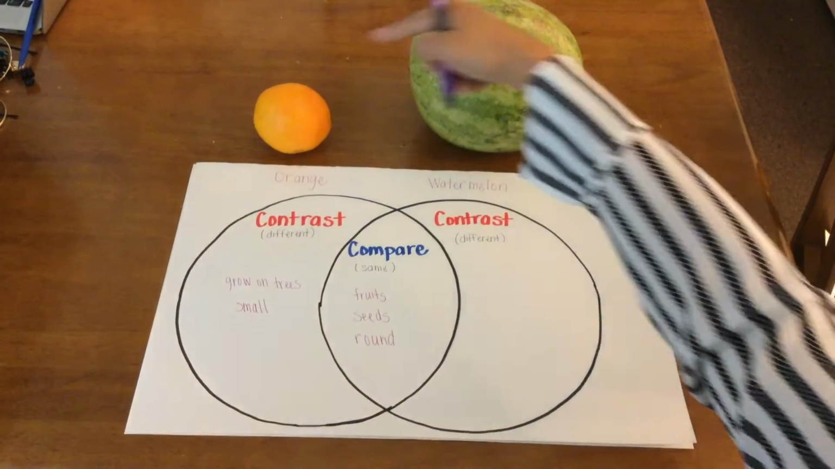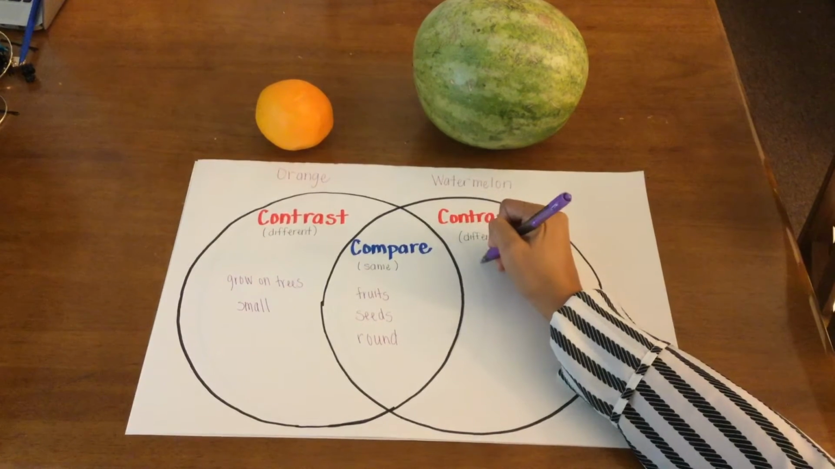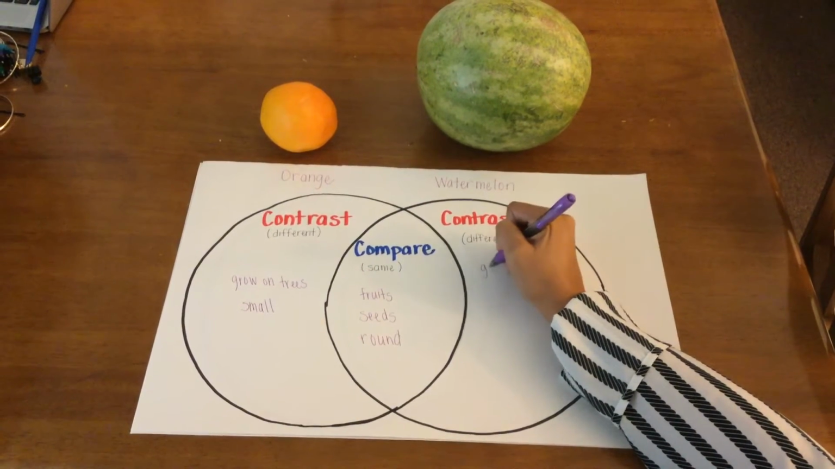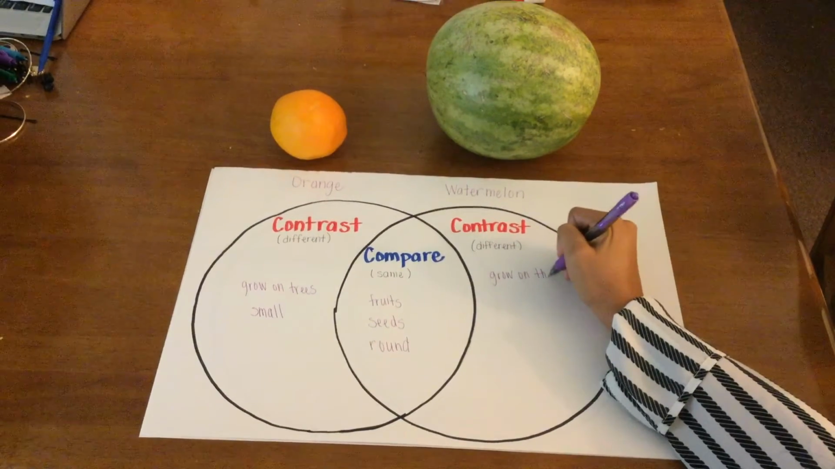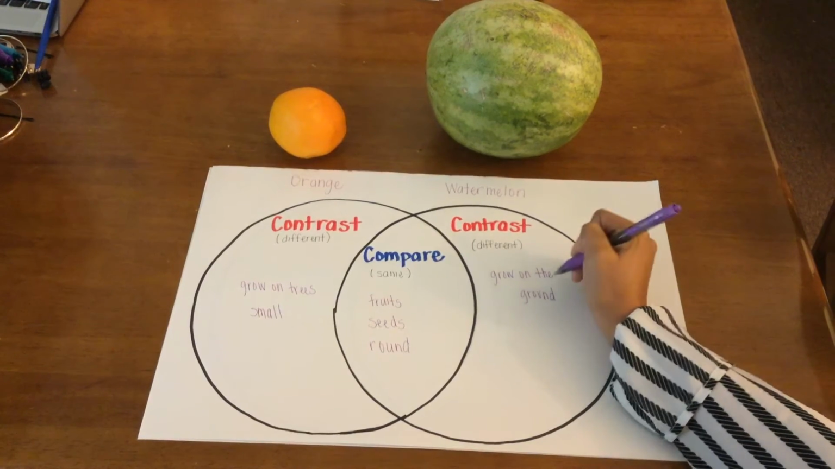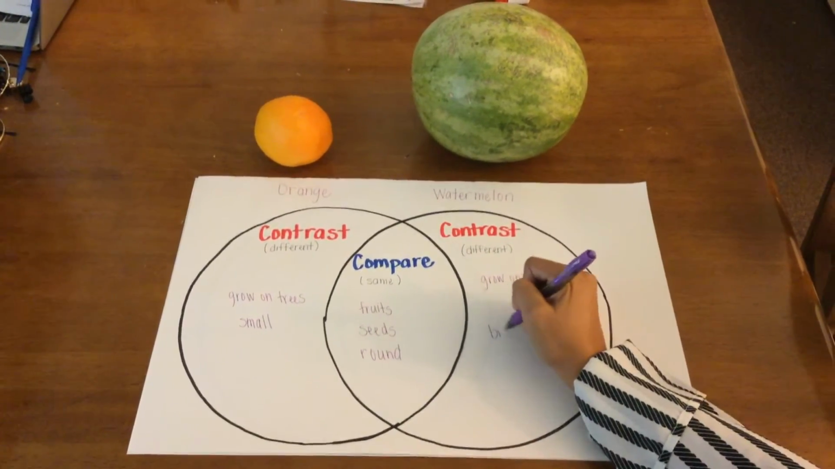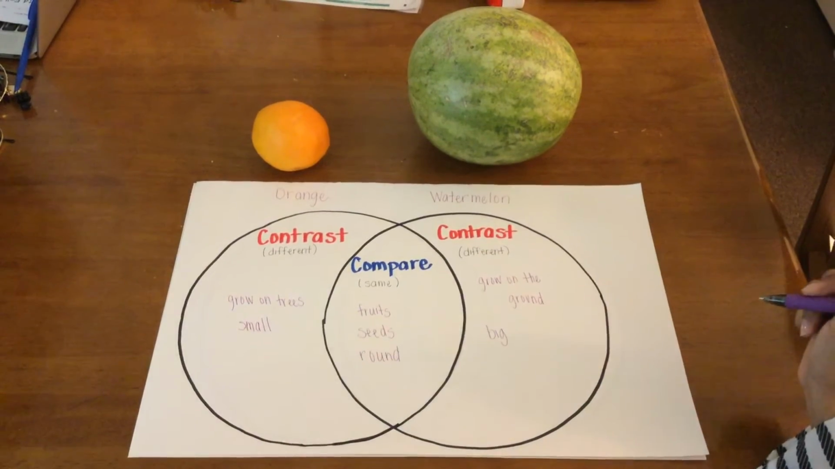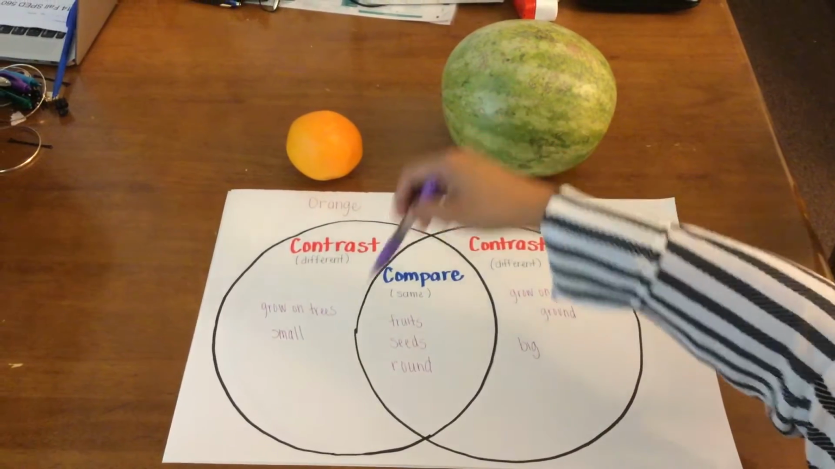How is a watermelon different than the orange? Because the watermelon grows on the ground. And also because it is big. So that's how we contrast, and that's how we compare.